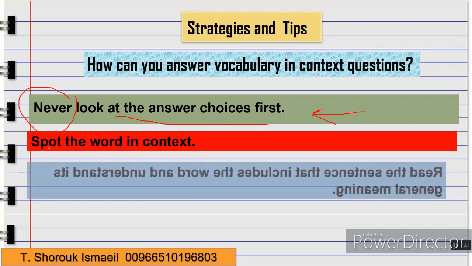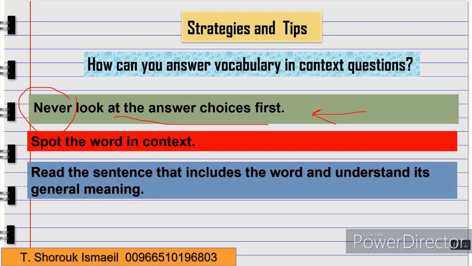Number three, I need to read the sentence that includes the word. And not only this sentence, I might need to read two sentences before, one sentence before, and one sentence after, so I can understand the whole context. This is what determines meaning, as we said.